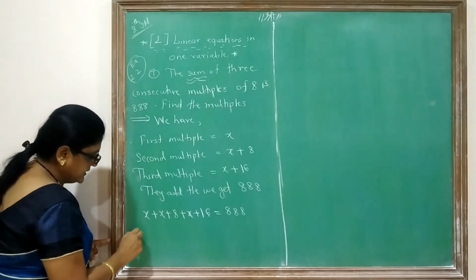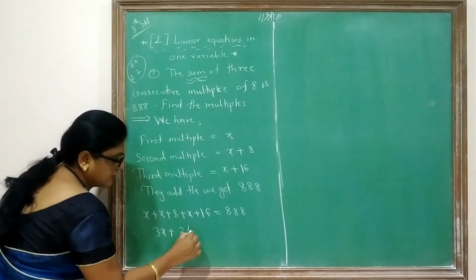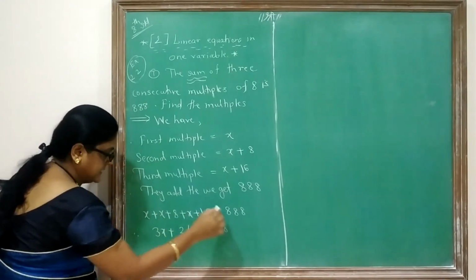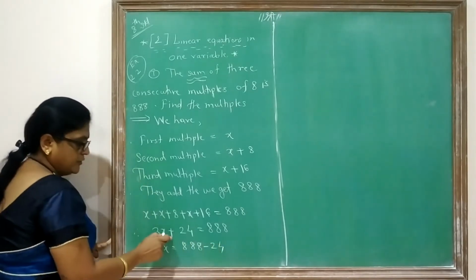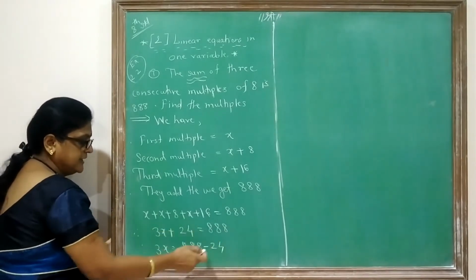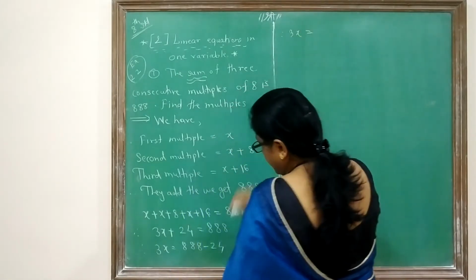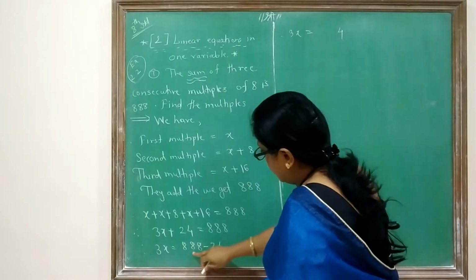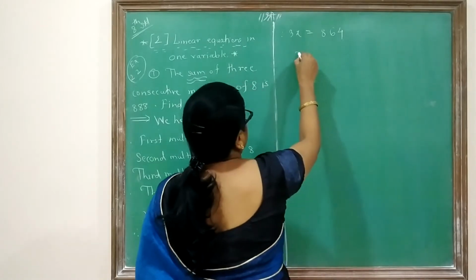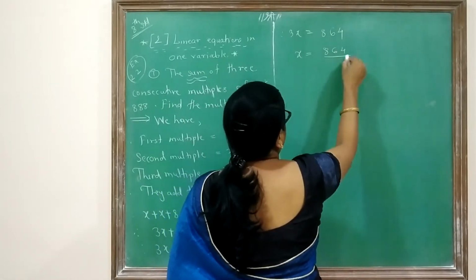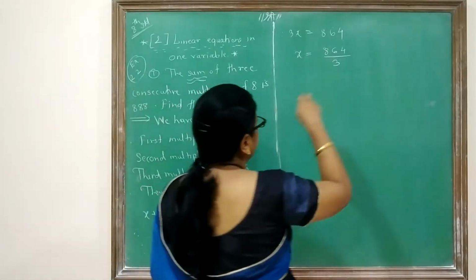In the next step, x plus x plus x is 3x, and 8 plus 16 is 24, so 3x plus 24 equals 888. Therefore 3x equals 888 minus 24, because plus 24 is transferred to the other side as minus 24. Then 3x equals 864, and x equals 864 divided by 3.